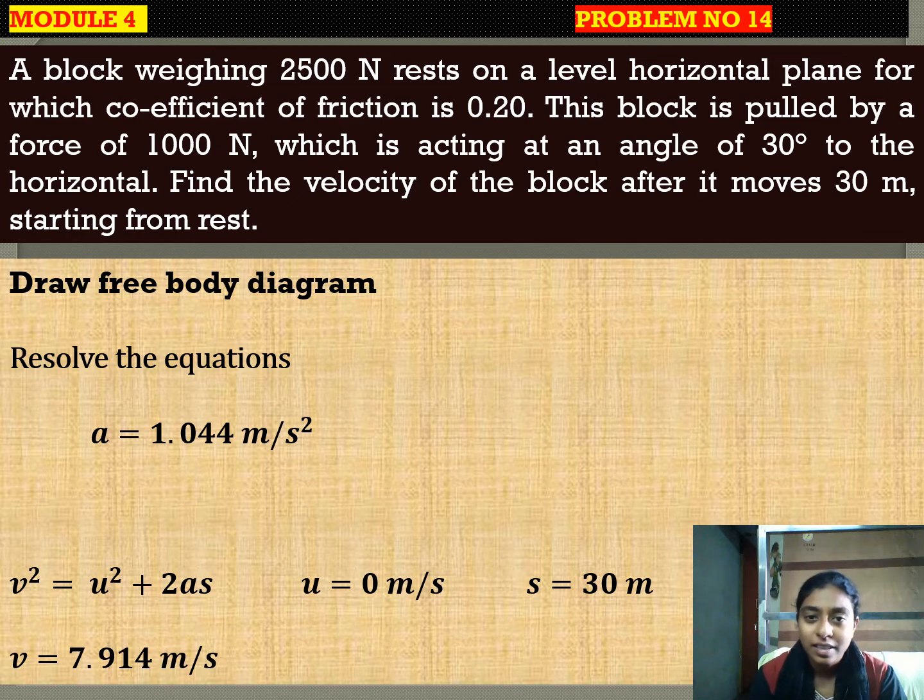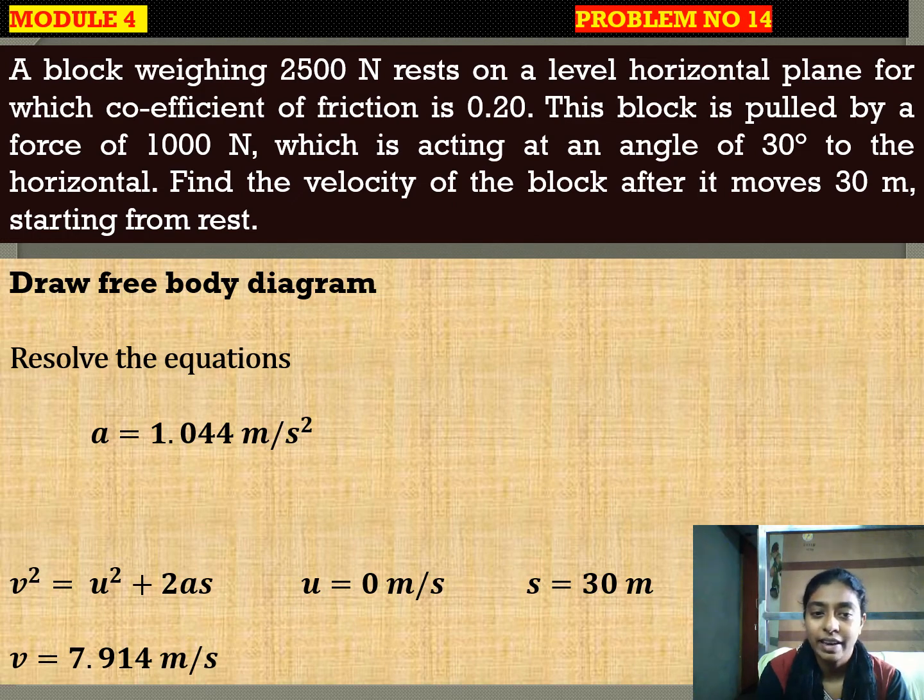So here the weight of the body is given. From this weight you can find the mass of the body. Force is equal to mass into acceleration. From that we will draw the free body diagram. After drawing the free body diagram, you resolve the components. We will get a equal to 1.044 meter per second square.